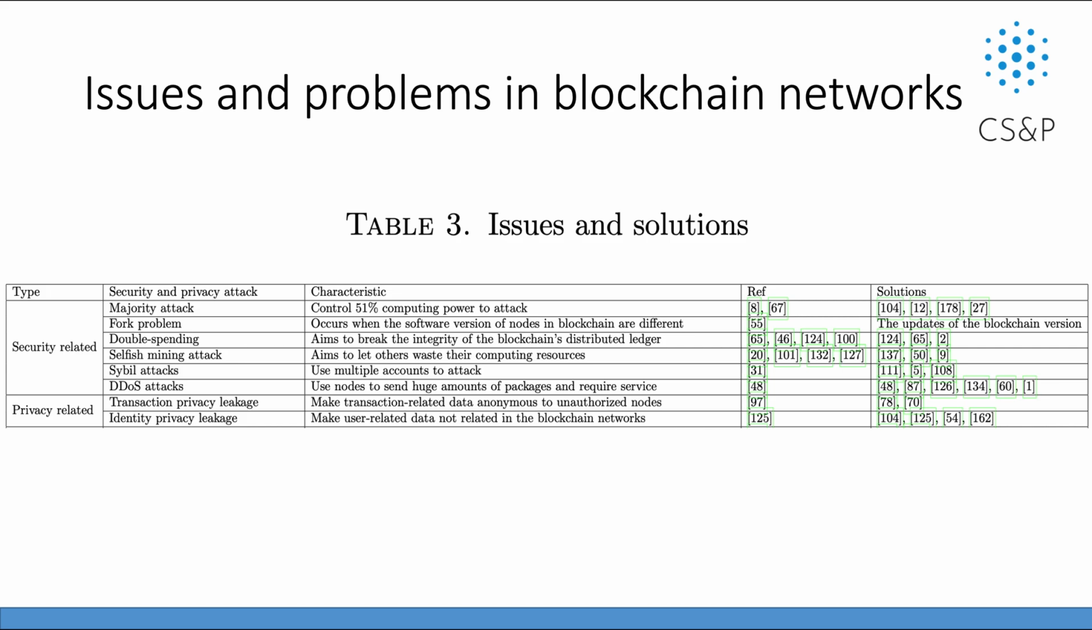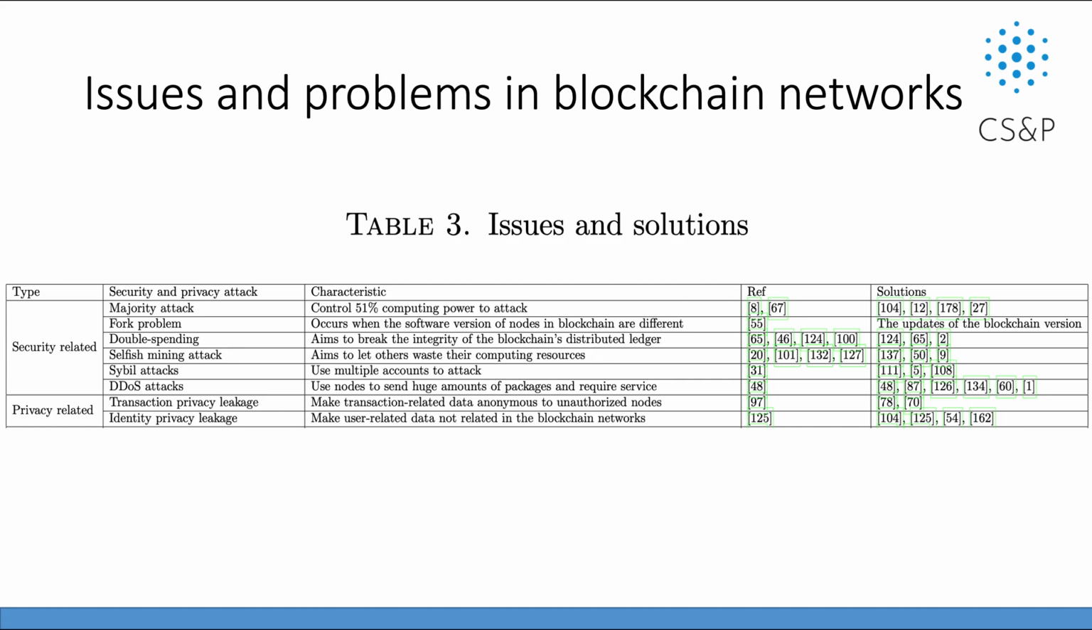This is a summary table for issues and problems in blockchain networks. We can see that there are several security-related attacks, such as the majority attack, fork problem, double spending, and so on. The characteristics of them are also shown in the table, such as the majority attack. To deploy this attack, it needs to control 51% of the computing power.